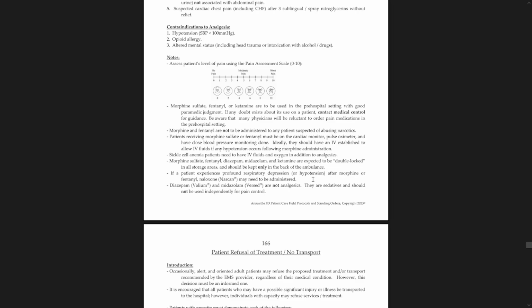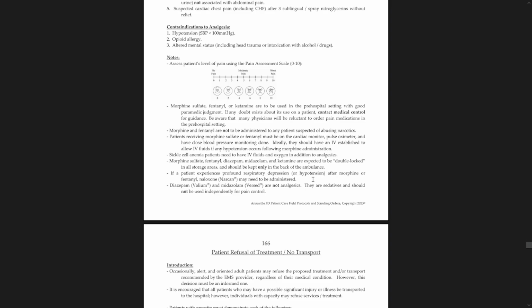Morphine sulfate, fentanyl, or ketamine are to be used in the pre-hospital setting with good paramedic judgment. If any doubt exists about using it on a patient, contact medical control for guidance. Be aware that many physicians will be reluctant to order pain medications in the pre-hospital setting. Morphine and fentanyl are not to be administered to any patient suspected of abusing narcotics.